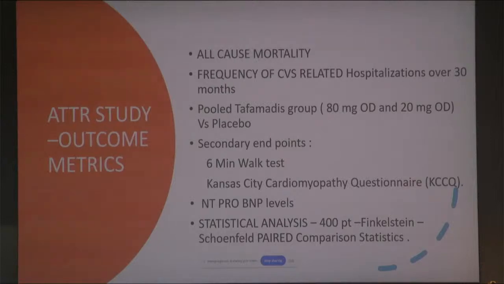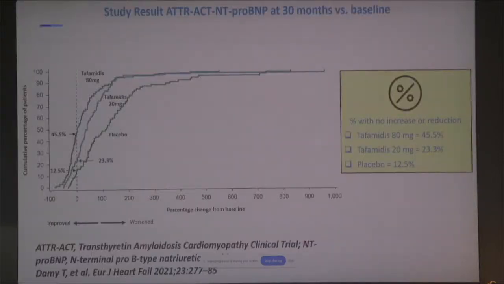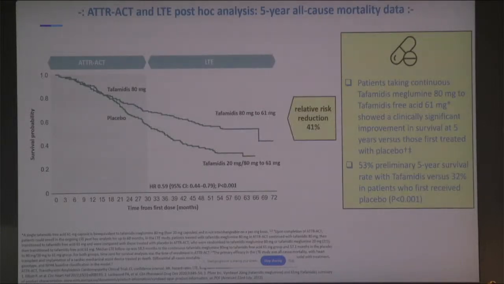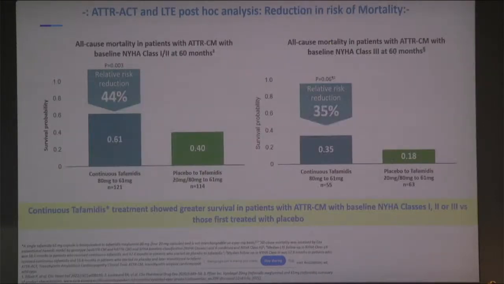And the other thing is all-cause mortality is reduced. Frequency of cardiovascular hospitalization is reduced. The other secondary endpoints like 6-minute walk and the KCCQ questionnaire and NT-proBNP have shown a good positive effect. NT-proBNP, as this study shows, has come down with 80 milligram tafamidis. And safety-wise, there have been no serious side effects or treatment emergent adverse events. Adverse events have been found to be very minimal, and in a few cases of probably allergy or anaphylaxis, they have not reported any significant organ-related side effects. And relative risk reduction has also been shown by this drug.